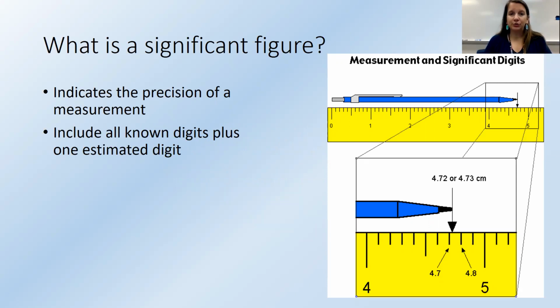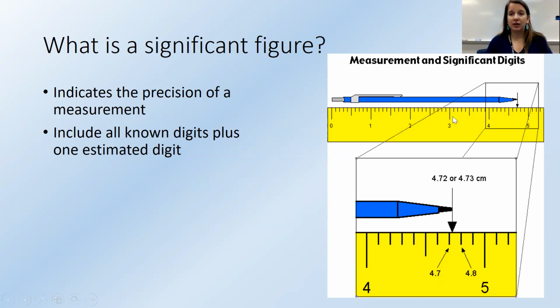Okay, when you're using a measuring device, we want to include all of the marked values on the measuring device plus an extra estimated digit. Okay, it doesn't matter what that estimated digit is, as long as your value goes to that specific decimal point, if there's a decimal point.